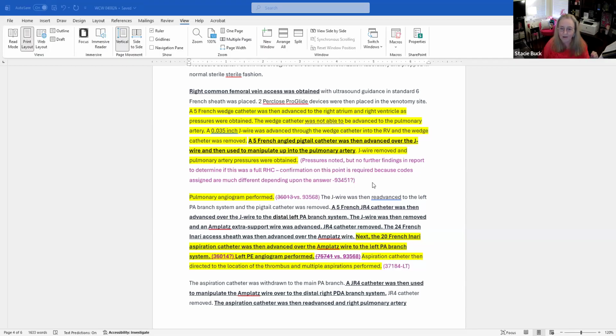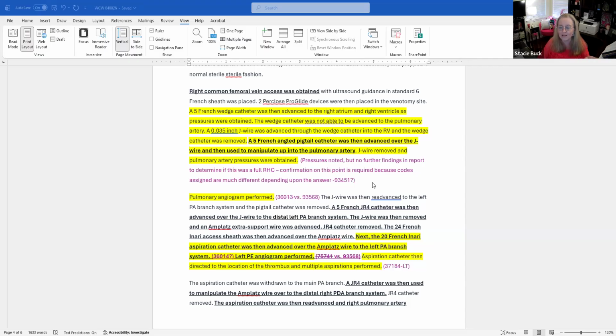So what I've tried to do in this case is give you both possibilities as I'm going through the case, based on the notes that I made, and then based on further research and getting additional answers, how those codes may look. So that was the first question that I had with this report. Do we truly have a full RHC? Because if we only have pressures, then it's not necessarily going to be the full right heart cath, and so we wouldn't code for that.